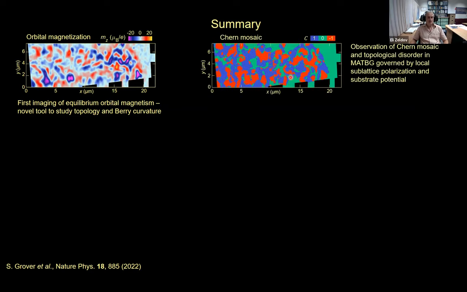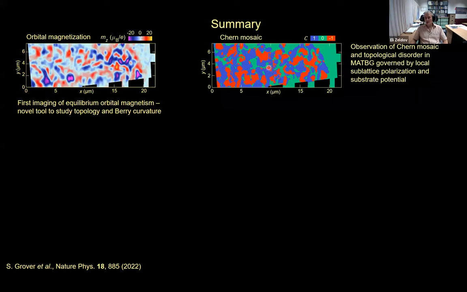The other is that specifically in magic angle graphene, we find that rather than having a global topological invariant, a Chern number in a gap state, actually the sample is broken into a Chern mosaic on the scale of about a micron. And this is a new type of disorder. It is a topological disorder driven by sublattice polarization and substrate potential due to HBN. And it is essentially unavoidable.